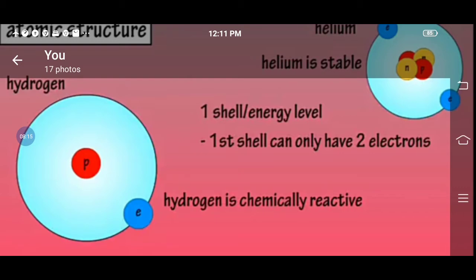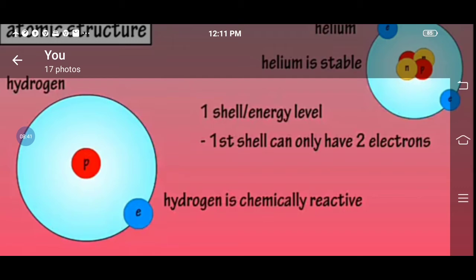Since there are 2 electrons in the first orbit of helium, this helium is stable in nature. That means the first orbit should contain only 2 electrons. Completely, there should be 2 electrons in the first orbit. Then only the element is stable in nature.